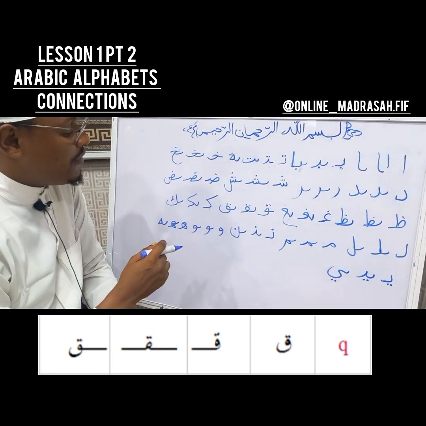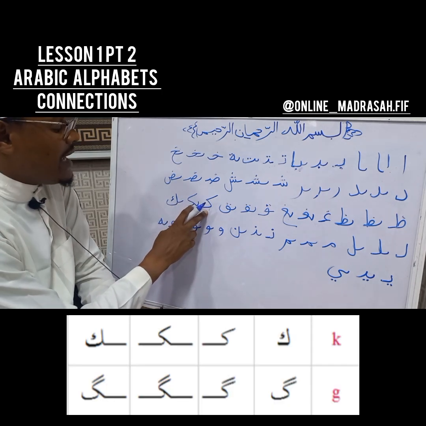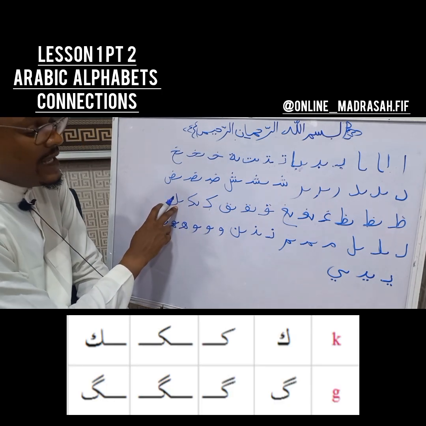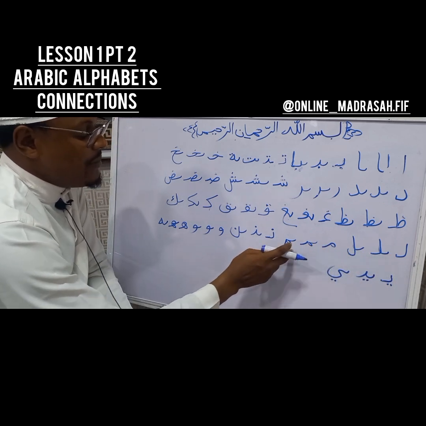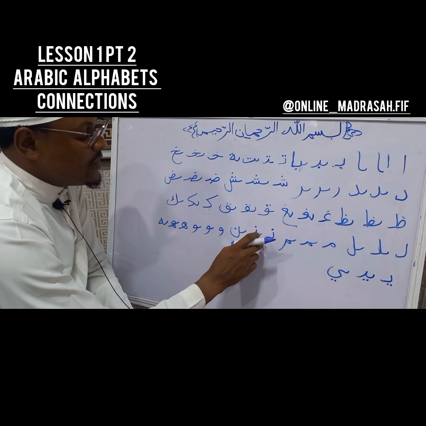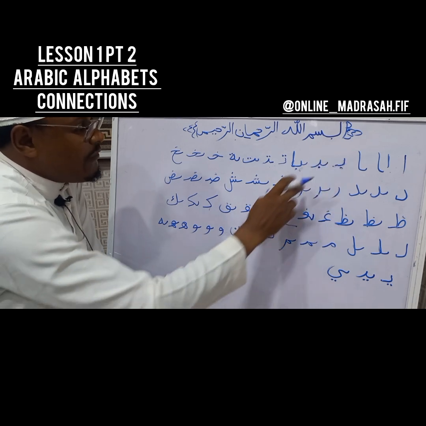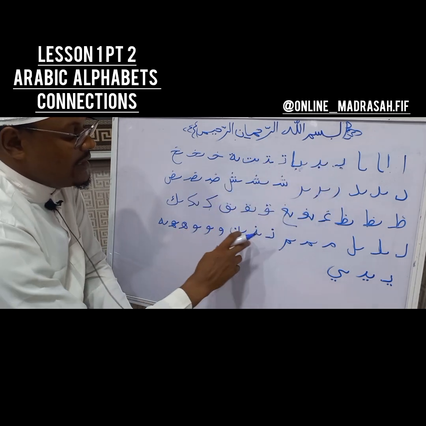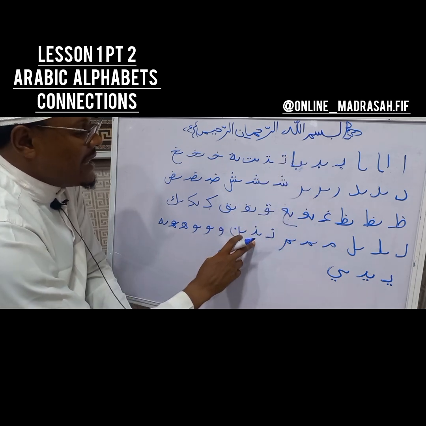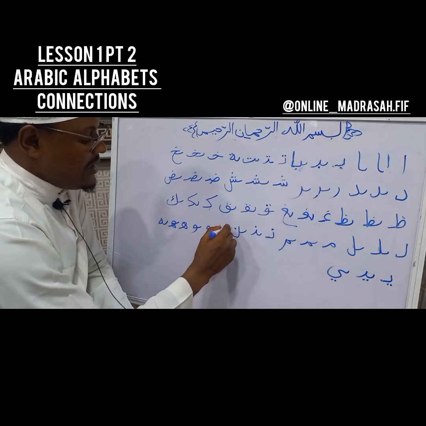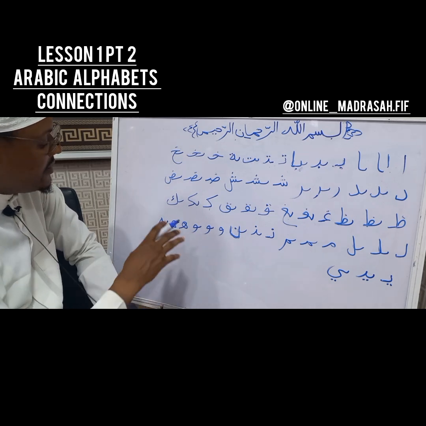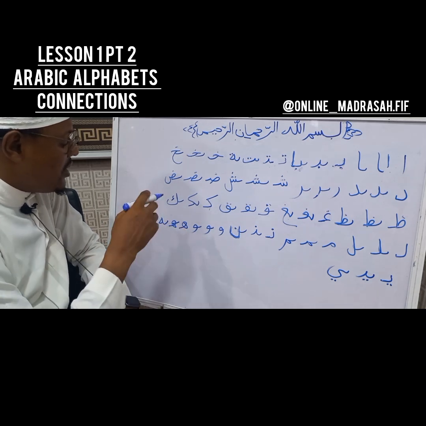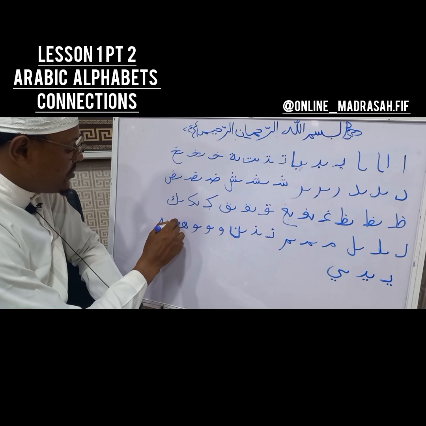Qaf. That is that. Then Kaf. This is how Kaf looks like at the beginning, Kaf in the middle, and Kaf at the end. Then Lam. Then Mim at the beginning, Mim in the middle, and Mim at the end. Then we have Noon. Noon looks like the shape of Ba and Ta, but in the middle, it looks the same. And at the end, it's a bit different, rather. So that's it. Wa. Same thing. Then we have Ha. Ha at the middle, and then Ha at the end.